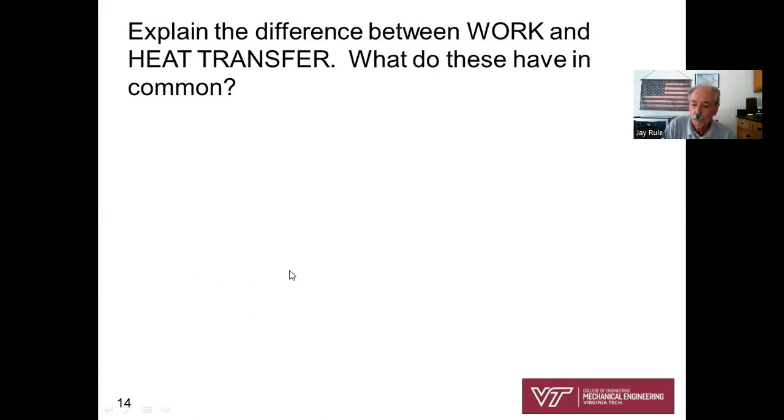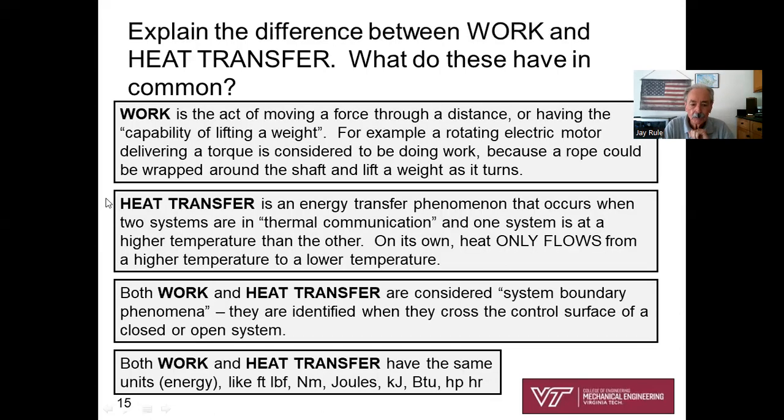Explain the difference between work and heat transfer. What is the fundamental difference between those two different forms of energy transfer? And what do they have in common? Work, we just covered. Work is the act of moving a force through a distance, but heat transfer is an energy transfer phenomenon that occurs only because of energy transfer from hot to cold. A temperature difference is what characterizes heat transfer.